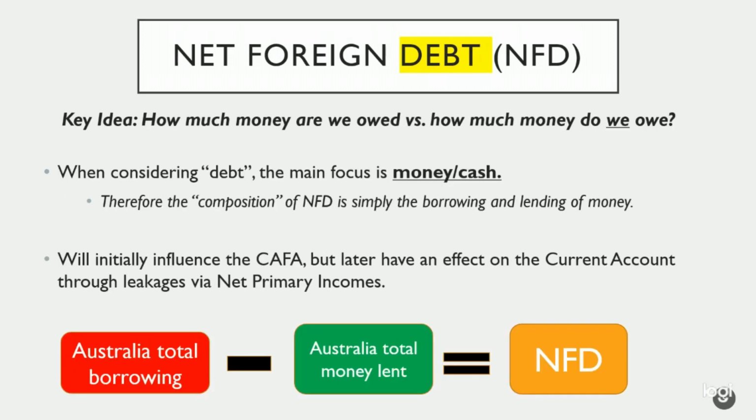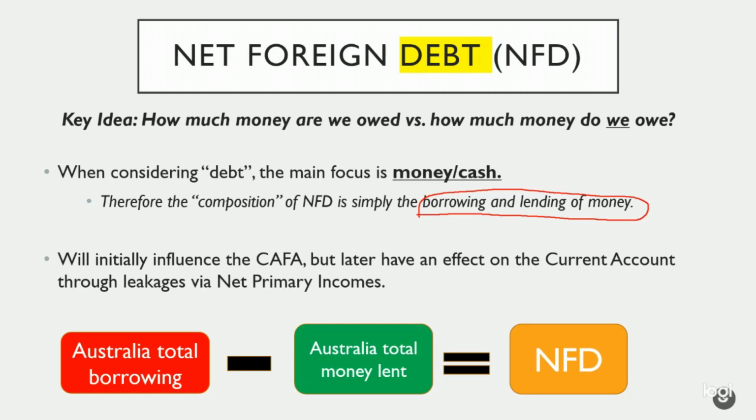So remember that anytime you see the word debt, the main association is with money and cash. And so in the future, what we know is that anytime we borrow money, it's going to flow out from the current account because we make interest payments. And so the composition of the net foreign debts is simply going to be the borrowing and lending of money. One thing to note as well, the word debt implies that it's going to be an outflow. So even when you calculate net foreign debts, if the number is positive, it means that we've actually borrowed more money from overseas. And if it's a negative number, it means that we've lent out more money than we've borrowed.